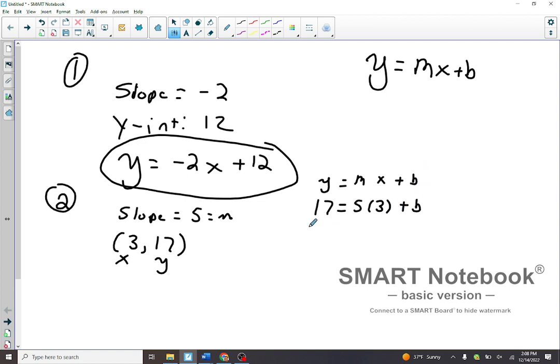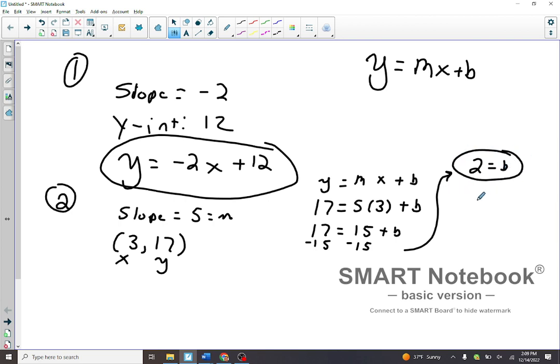17 equals 15 plus b. Subtract 15 on both sides. 2 equals b. So 2 equals b, that's the hard part. Since I have b and I have m, I put my final answer together. Y equals 5x plus 2. That's my final answer. Remember, you make it into the equation. Don't forget that part. That's 1 point you leave behind if you don't do that.